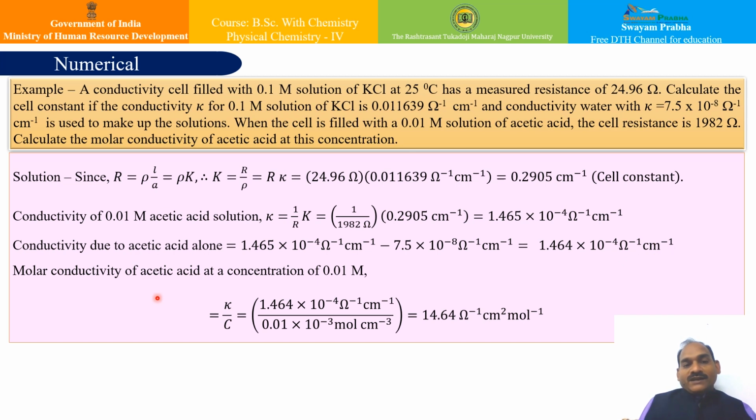So the molar conductivity of acetic acid at any concentration, or at a concentration of 0.01 molar, can be calculated using this formula, kappa upon C. So if I substitute the value of concentration here in the denominator, we get 14.64 ohm inverse centimeter inverse per mole.